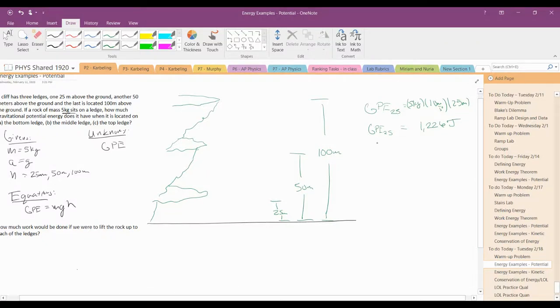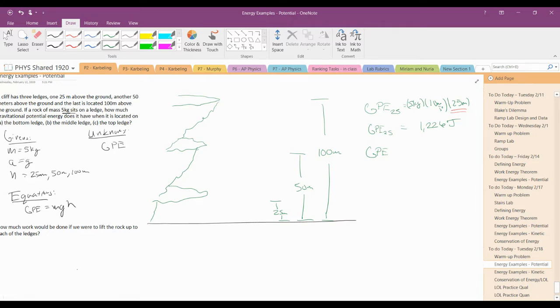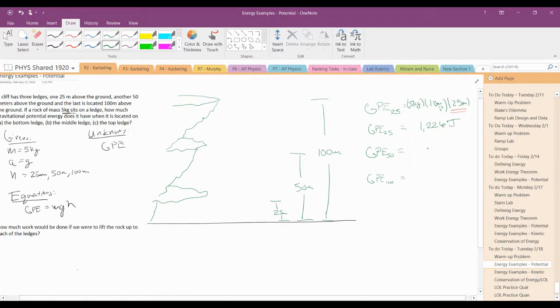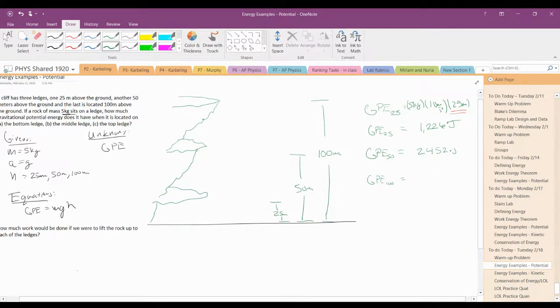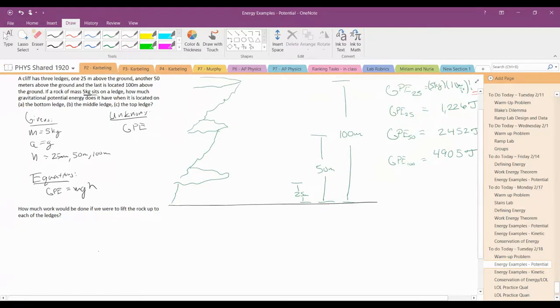Okay. We can do the same calculation, but instead change this here to 50 for the 50 meter ledge, and that 25 meters to 100 meters for the 100 meter ledge. So we have gravitational potential energy of the 50 meter ledge is equal to 2,452 joules. The gravitational potential energy of the 100 meter ledge is equal to 4,905 joules. Okay, so that's just a basic calculation of gravitational potential energy.